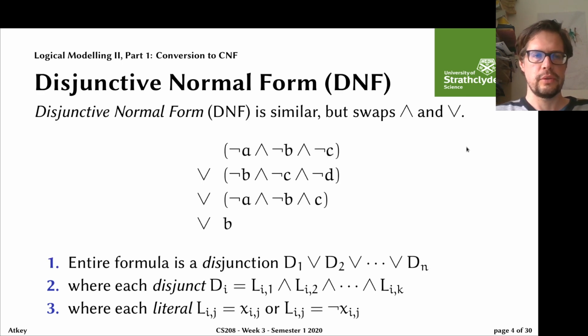This is similar to disjunctive normal form. So it's similar to conjunctive normal form, but it swaps ANDs and ORs. So instead of having a list of things ANDed together, we have a list of things ORed together, and each of the things is itself ANDed together. So the entire formula is a disjunction, where each disjunct is an AND of literals, and literals are the same.